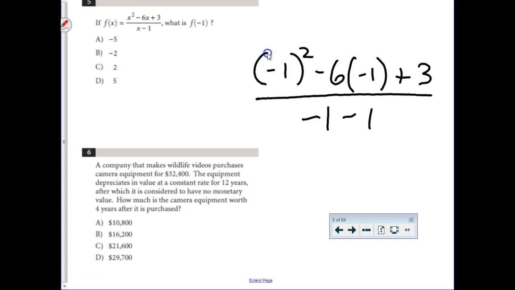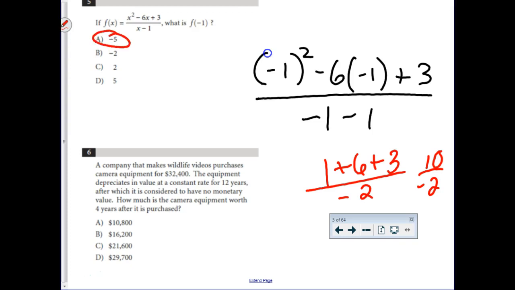You get +1, yeah. And then -6 times -1 is +6. So you have 1 plus 6 plus 3 in your numerator. And then you have -1 minus 1, which is -2. So what do we have here? 10 over -2, which is obviously not that. It's -5. Are you checking me for mistakes? You should. All right, number 6, right below that.